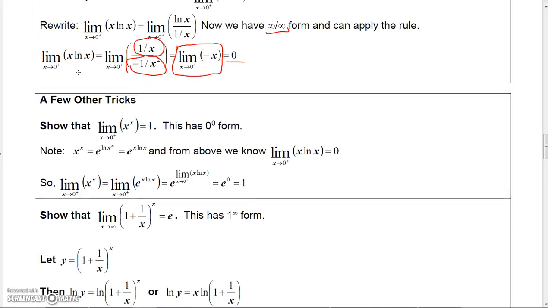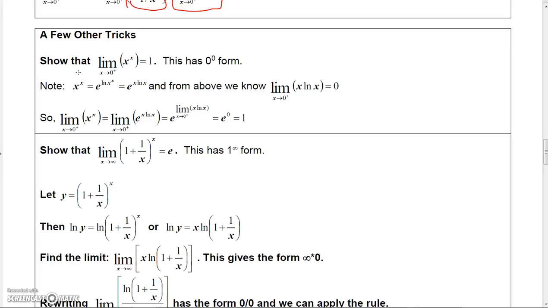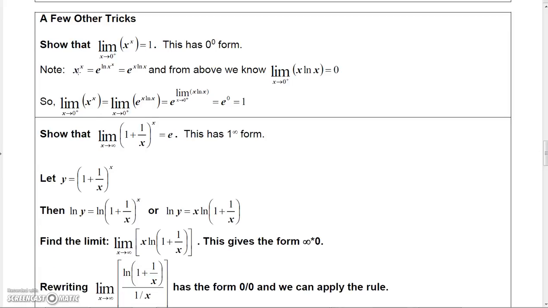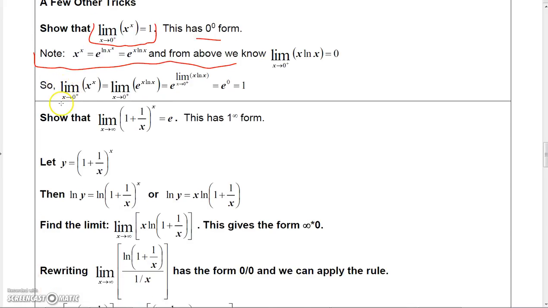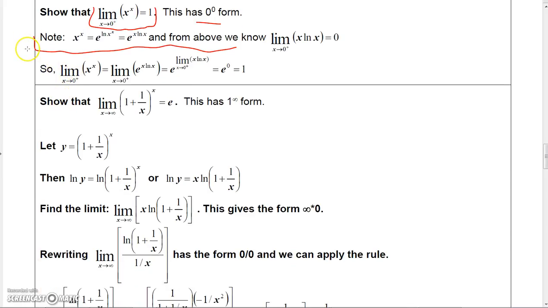And I'll leave you with a couple of other tricks that you can do. Here's one where you deal with the limit of x to the x as x approaches 0, and that gives you the form 0 to the 0. You actually have to use some tricks here, but I'll just let you read this and see what I did and how I was able to evaluate this limit.